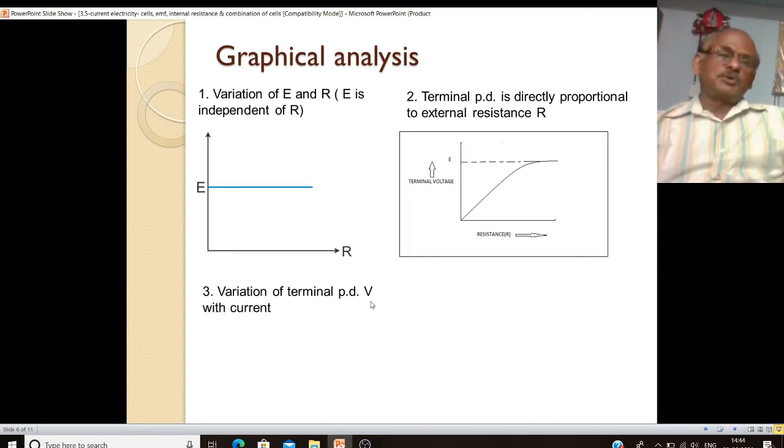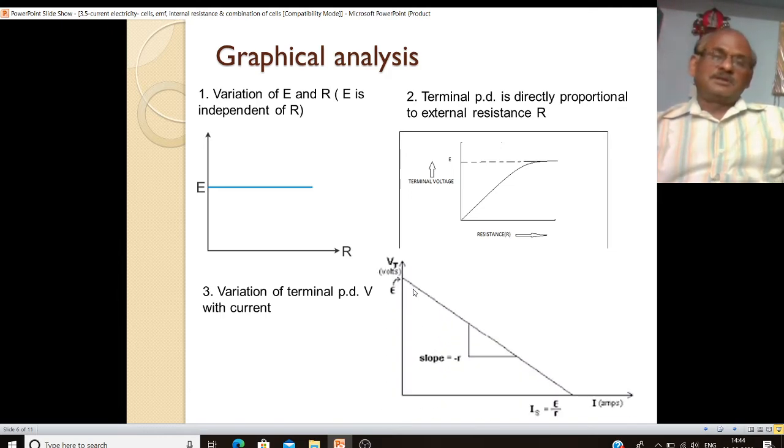Variation of terminal potential difference V with current. See here the graph, the slope is negative. It is the V versus I graph. Maximum, here it is the EMF of the cell, and as current is drawn, it decreases.